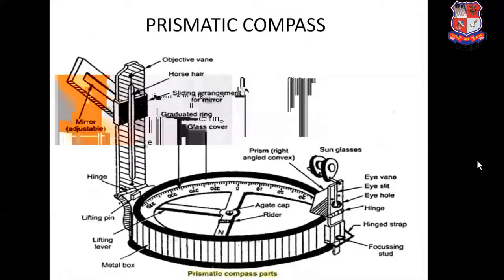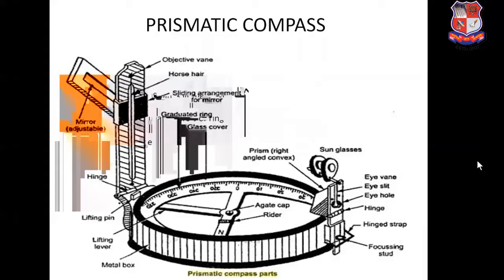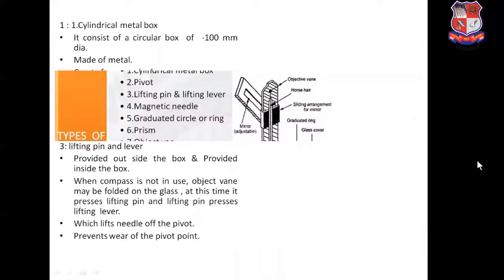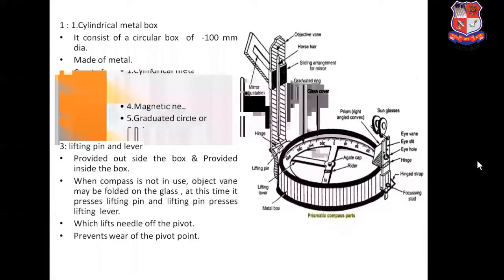First one, see the figure properly. In this figure, you are able to see each and every component properly of your prismatic compass. Now let us move forward. First one is the cylindrical metal box. So it consists of a circular box of 100 mm diameter. It is made up of metal, and this cylindrical metal box creates the framework or skeleton of the prismatic compass.